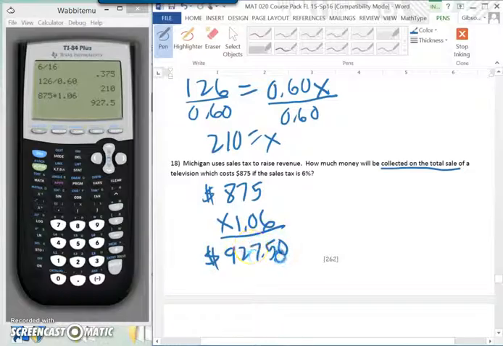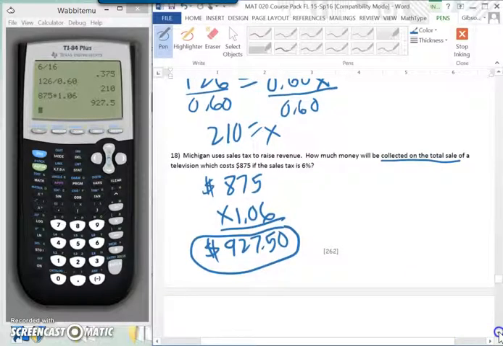$927.50. Now remember, the reason why we do it this way is because they want the total sale. This is how much the person would pay total. Now, if they just wanted the sales tax, then you would have just taken 875 times 0.06. Does everyone follow that?